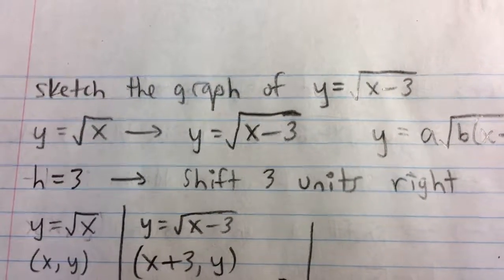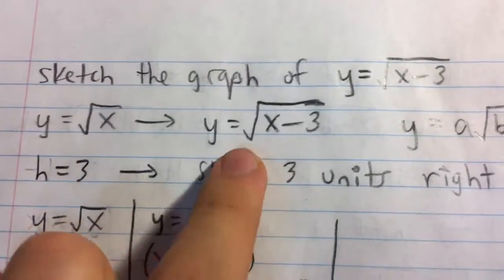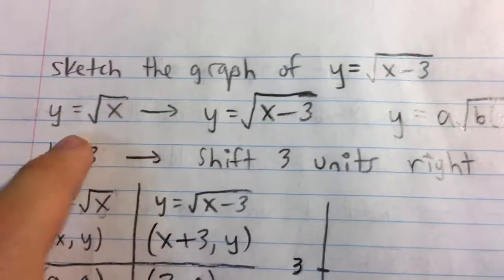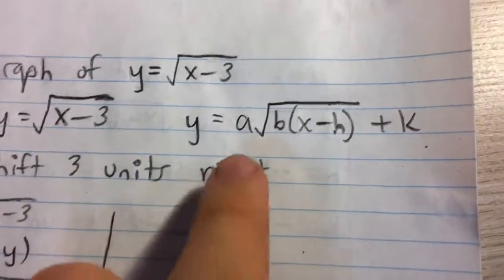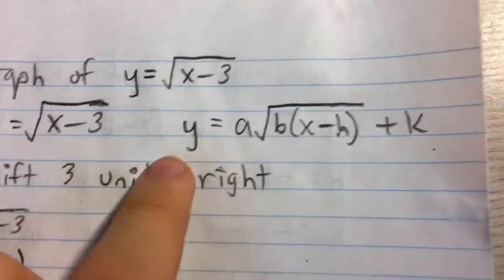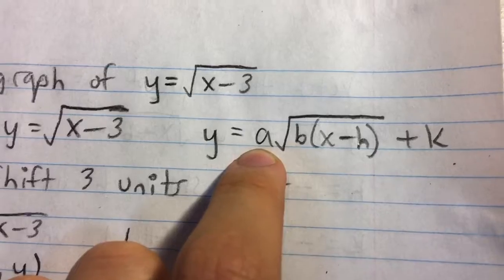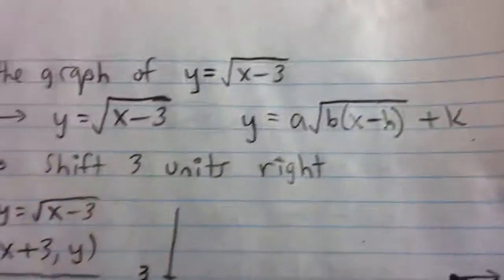Sketch the graph of y is equal to the square root of x minus 3. Now, the way I'm going to do this is I'm going to compare this to the base function, y is equal to the square root of x, and then transform the base function into our new function. The general form for transformations is like this, where a is in the front, that's our vertical stretch, b is our horizontal stretch, h is our horizontal shift, and k is our vertical shift.